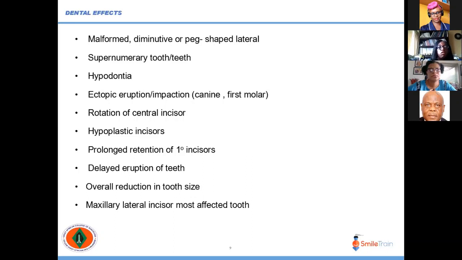Many cleft patients have been shown to present with delayed eruption of teeth, from 9 months up to 1 year, when compared to non-cleft patients. And there has been shown to be an overall reduction in tooth size.